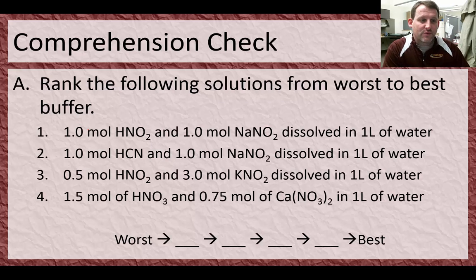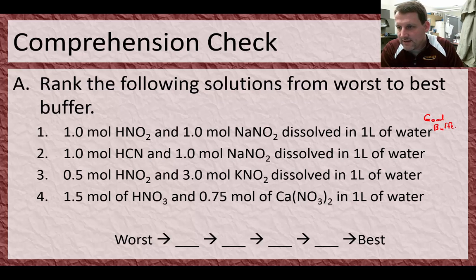So this first one, we have 1.0 mole of nitrous acid and 1.0 mole of sodium nitrite. This would be fantastic. We have a weak acid and its conjugate base, and they're at equal concentrations, so this is a really nice, good buffer. So let's say good buffer. We don't know if it's the best yet. Let's say we find one better, but we know it's going to be a good one.